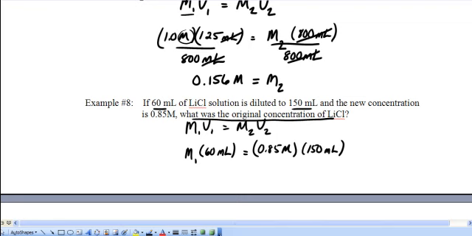And so now all we need to do is solve. So we divide both sides by the 60 milliliters. Of course, the milliliters units divide out over here. These entire terms divide out on that side, and therefore M1 will equal 0.85 times 150 divided by 60, and that should be 2.13 molar lithium chloride. So there you go.